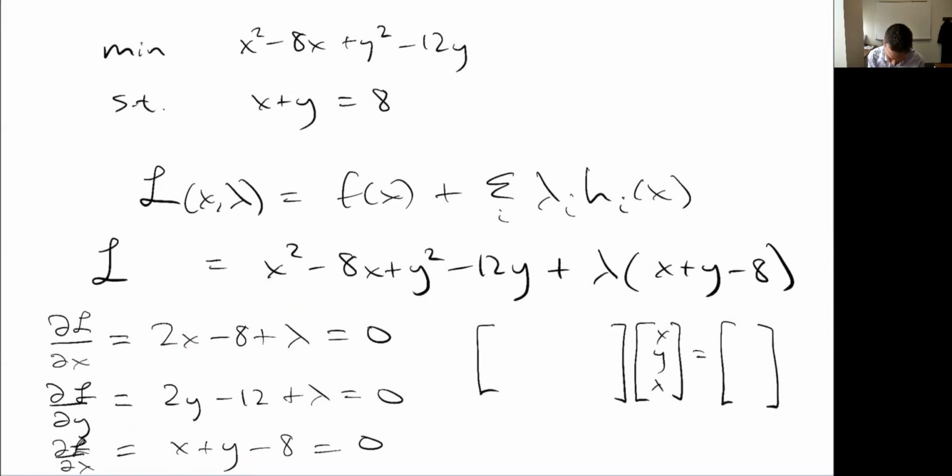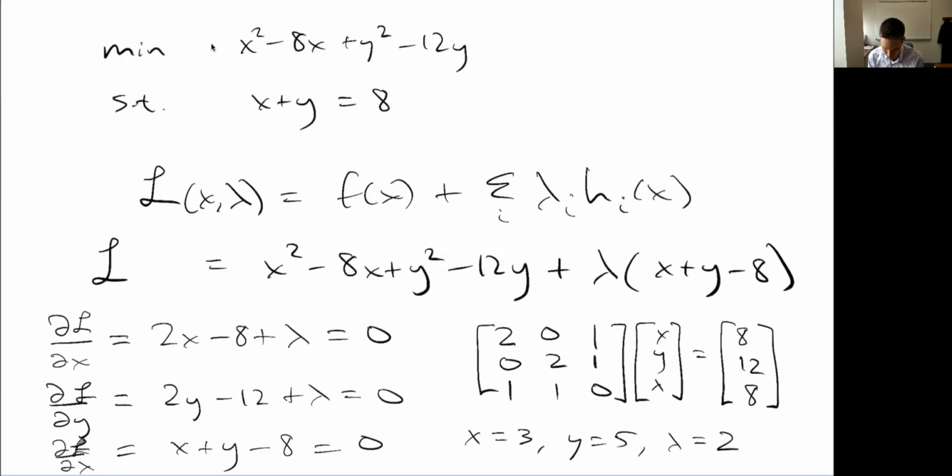Okay, so that first equation, I have 2x plus 0y plus 1 lambda equals 8. The second equation here tells me that 0x plus 2y plus 1 lambda equals 12. And then finally, the last equation says 1x plus 1y plus 0 lambda equals 8. Right, so I could solve that, and I get x equals 3, y equals 5, lambda equals 2. Okay, so that is the optimal solution to my original problem.